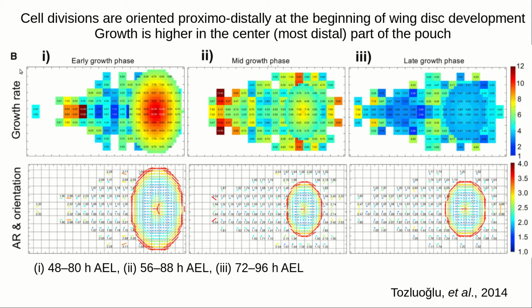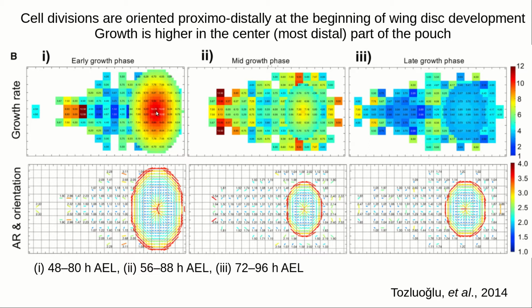So in the top part you have the amount of growth at different stages. So as you can see, at an early growth phase, the center of the pouch, here's the pouch, which is the part that is going to give rise to the wing.